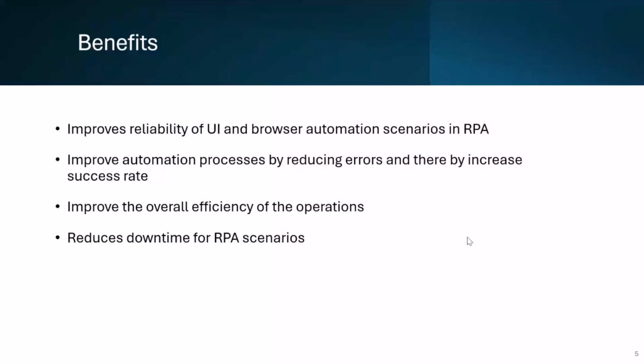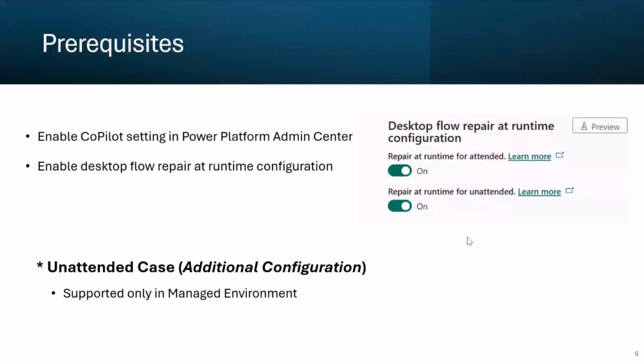Prerequisites. To enable this feature, we must enable some configuration settings in the Power Platform Admin Center. The two important settings that we should enable are, first, the Copilot setting and second, the desktop flow repair at runtime configuration. We have separate settings for attended and unattended runs in the Power Platform Admin Center. One important thing to note here is that we need to enable the Power Platform environment as a managed environment to make this feature work in unattended mode scenarios.